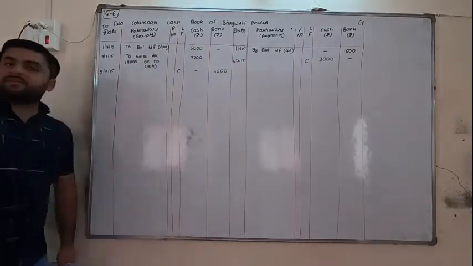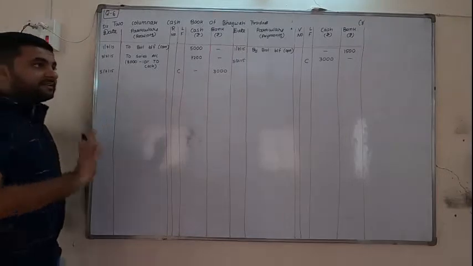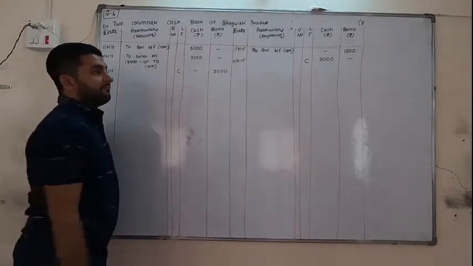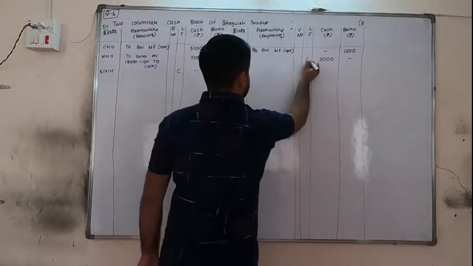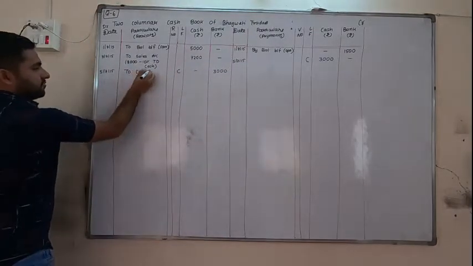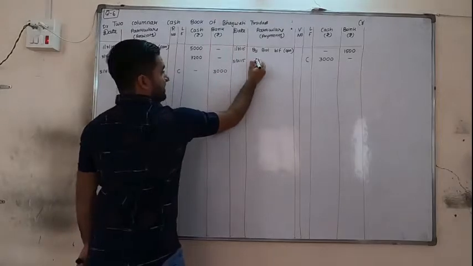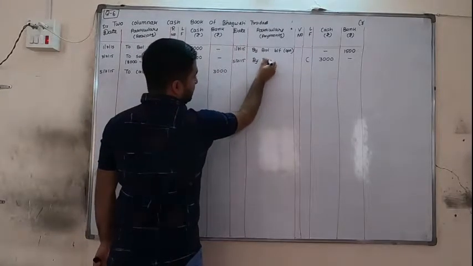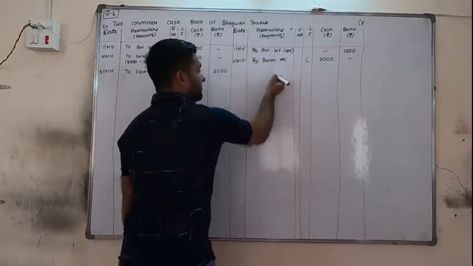After doing this thing, first you write the amount, then you write the date. After doing this thing, what you will do, you will now write the particulars. Here bank is written, so we will write to cash. Here cash is written, so we will write by bank. Understood the transaction?